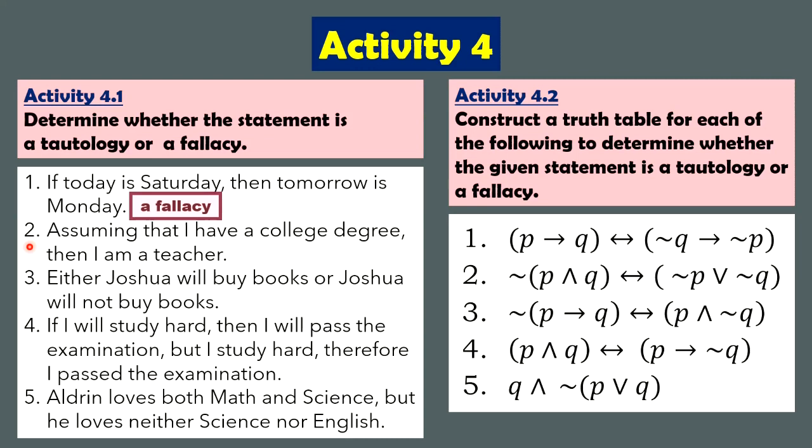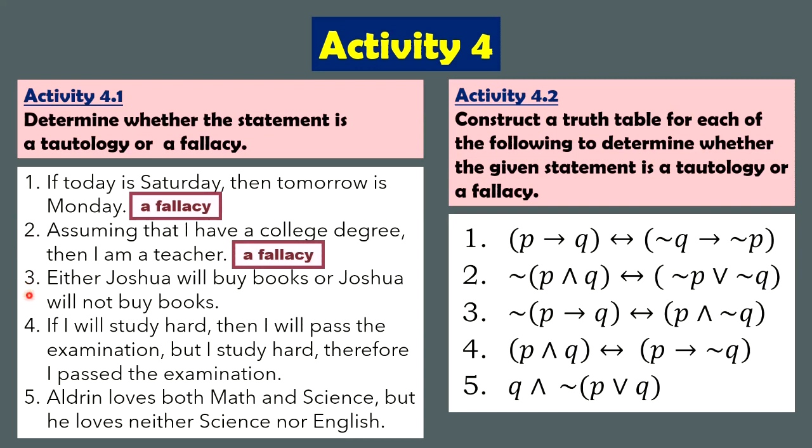Let's have number 2. Assuming that I have a college degree, then I am a teacher. Alam nating lahat na this one is a fallacy, kasi napakadaming courses sa college, hindi lang pagiging teacher. Alright? Okay. What about number 3?